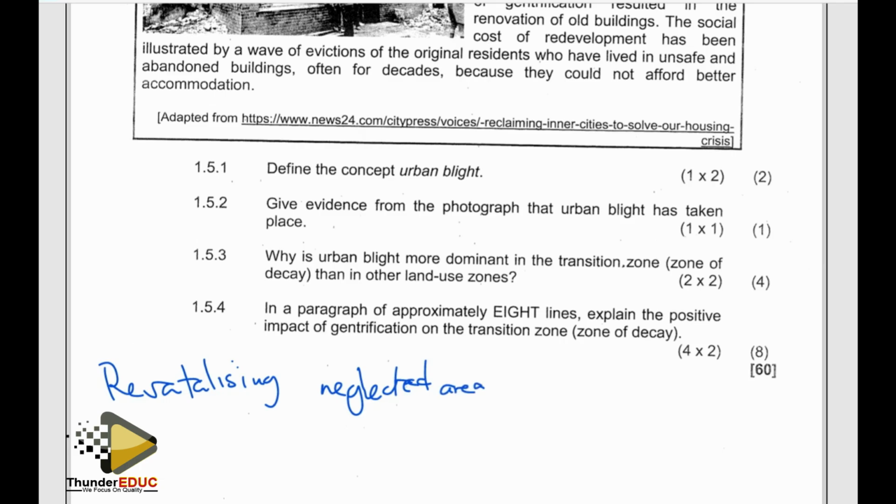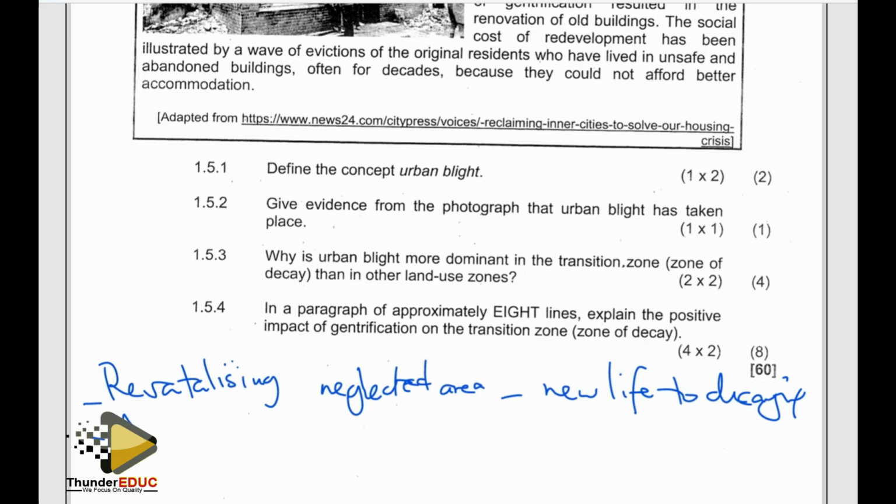Some of the buildings which were neglected are now going to be reclaimed and get back to new life. It introduces new life to the decaying area. The area was not maintained, but now there are people who are responsible, who have opted to stay in the area, and they're going to bring new life to the decayed buildings and revitalize the neglected area. It's going to get back to life.